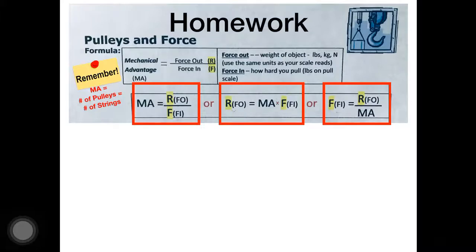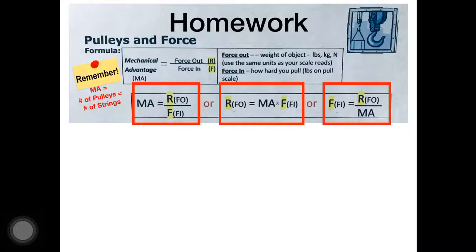Something to remember: mechanical advantage is equal to the number of pulleys and equal to the number of strings. If you remember in our experiments, when we had 1 pulley, we had 1 string, and our mechanical advantage ended up being 1. When we had 2 pulleys, we had 2 strings, and our mechanical advantage was 2. When we had 3 pulleys, we had 3 strings, and our mechanical advantage was 3. And when we had 4 pulleys, we had 4 strings, and our mechanical advantage was 4.